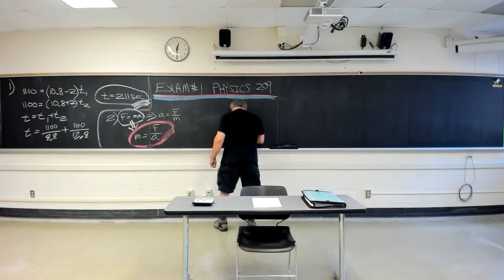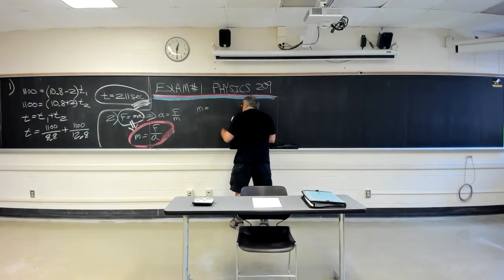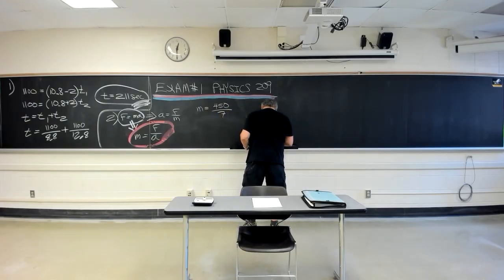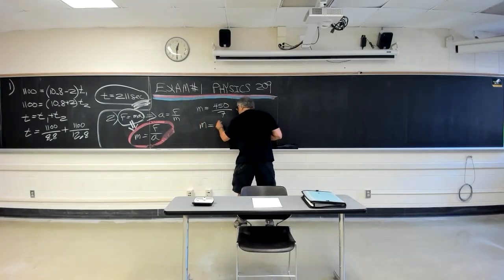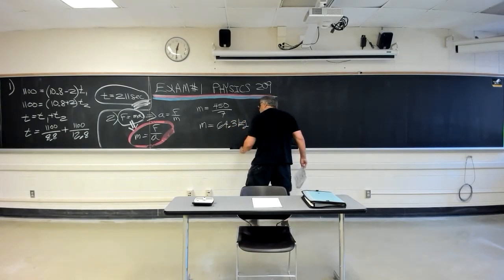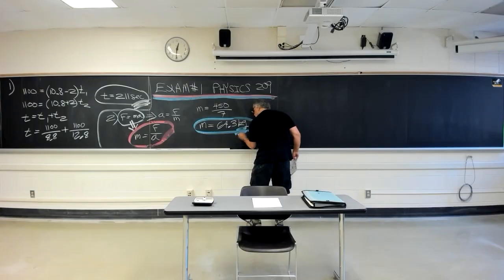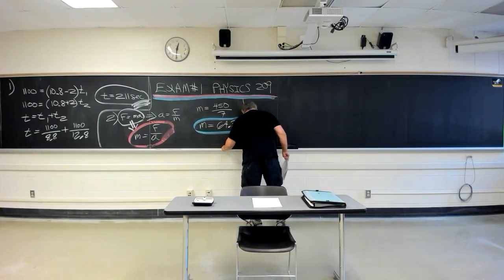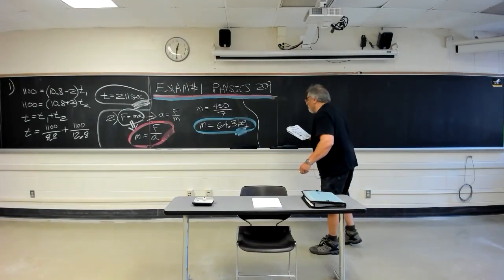You will say, M is 450 divided by 7, force divided by acceleration. Mass is 64.3 kilograms. And there we go. And that's for 2.